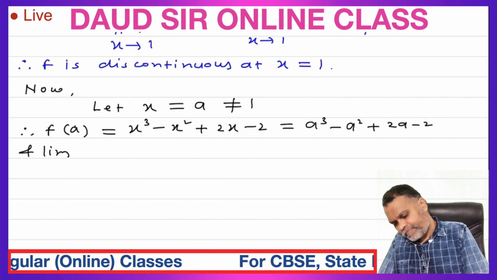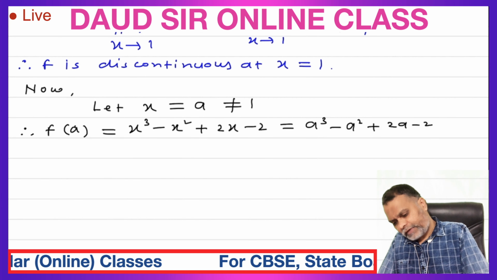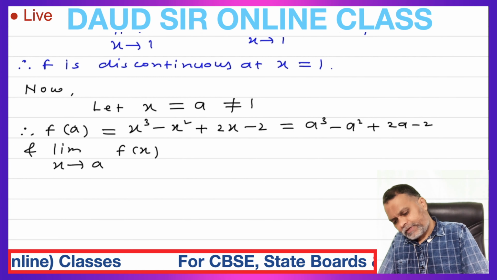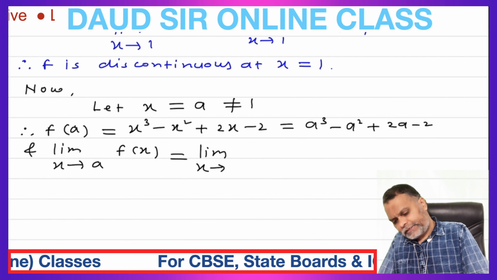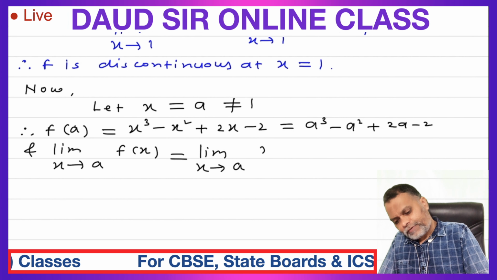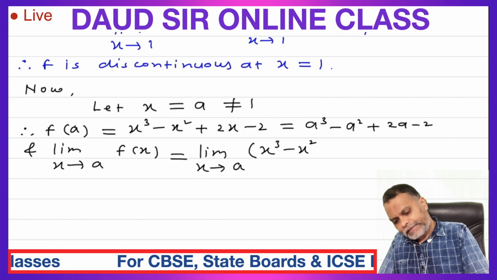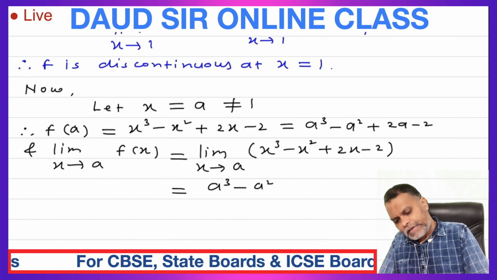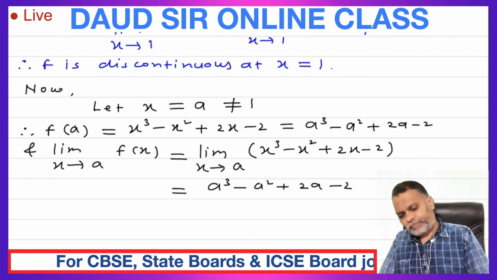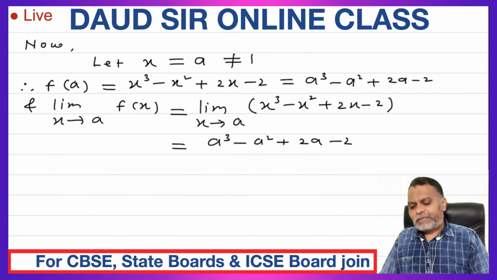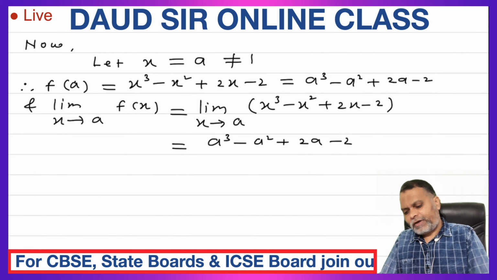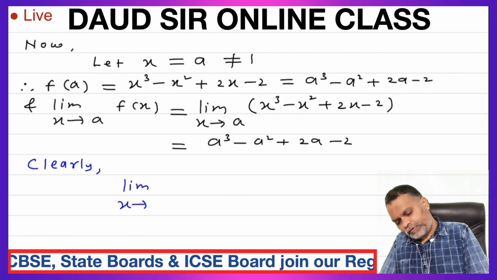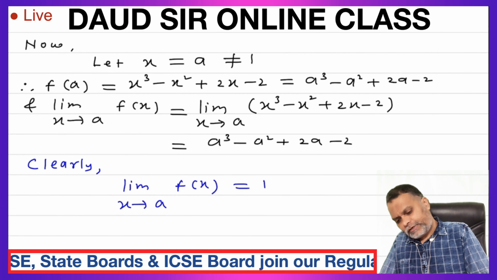And limit x tends to a of f of x is equal to limit x tends to a of the function x cube minus x square plus 2x minus 2. Directly put x is equal to a, so a cube minus a square plus 2a minus 2. Clearly, limit x tends to a of f of x is equal to f of a.